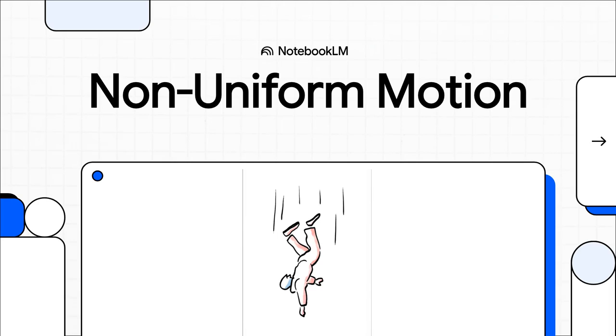Hey everyone, and welcome. Today we're going to dive into a topic you literally experience every single day, non-uniform motion. And we're going to use one of the coolest examples out there, a skydiver in free fall, to really get a handle on the physics behind it. So what's the big mystery? Well, let's jump right in.